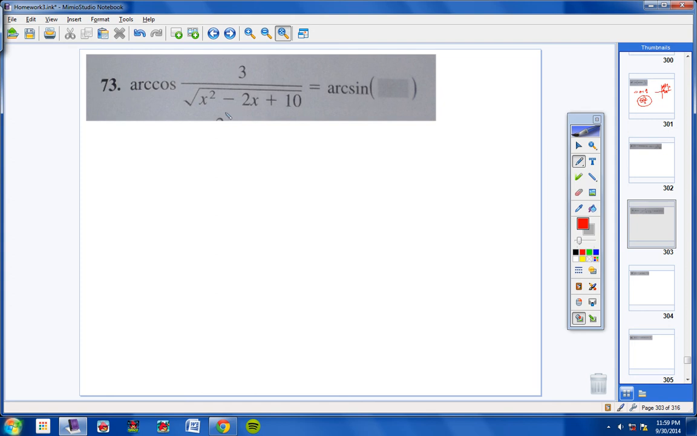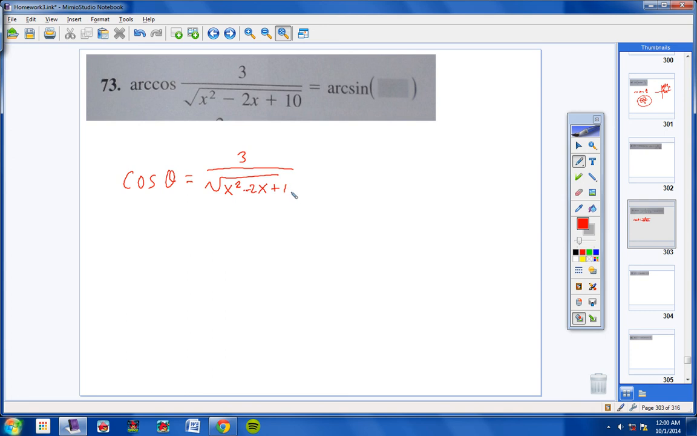Okay, number 73. On 73, let's first take a look at this left side over here, the arc cosine. We understand that means the cosine of theta equals 3 over the square root of x squared minus 2x plus 10.